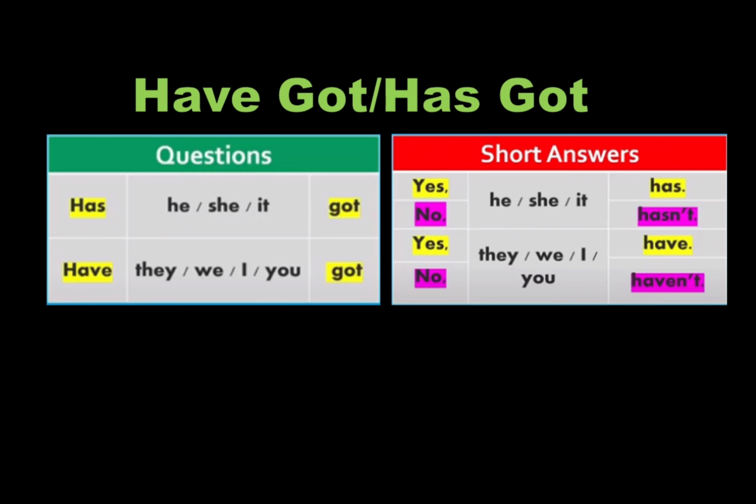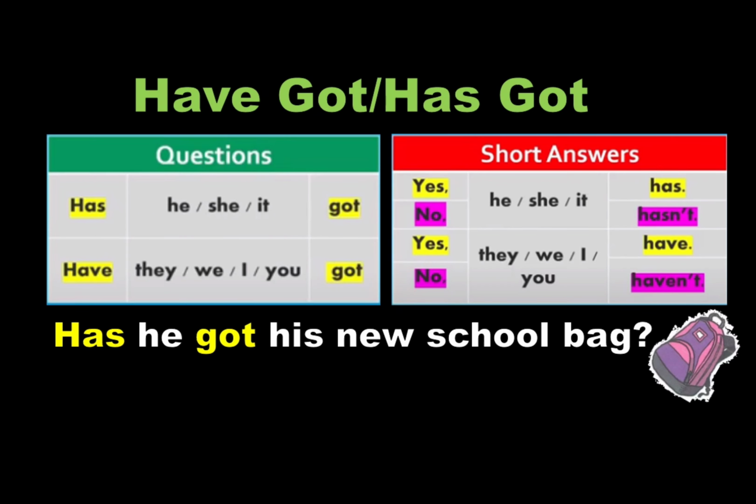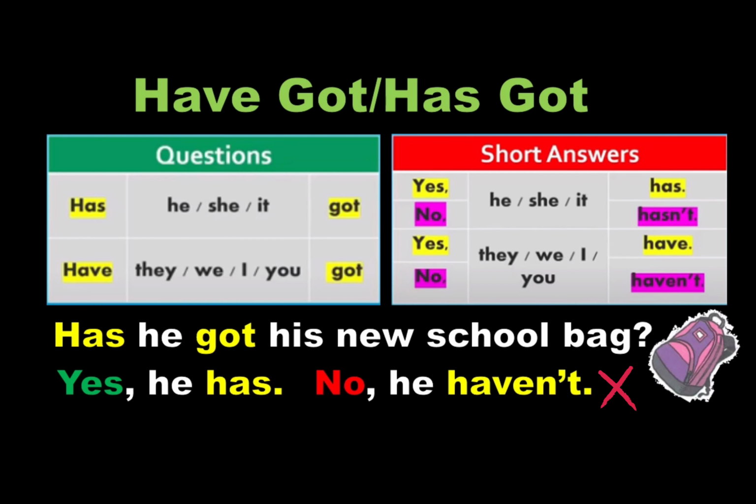Let me give you an example for the question. Has he got his new school bag? Let's check out the subject pronouns. It's he. Therefore, we shall use has and got. Has he got his new school bag? Now let's check out the answer. If we want to answer yes, then yes, he has. If we want to deny, then we say no, he hasn't.